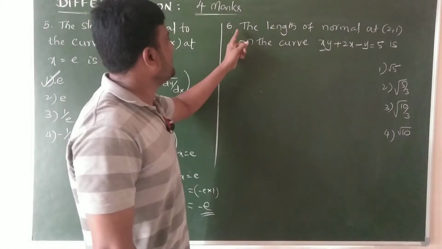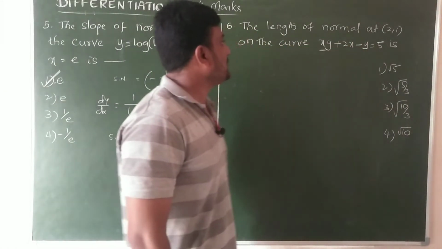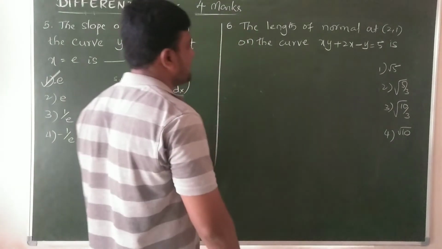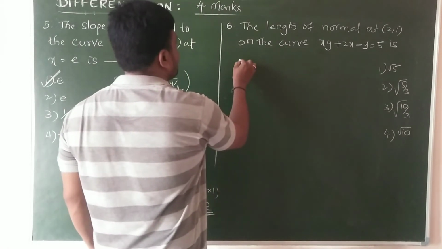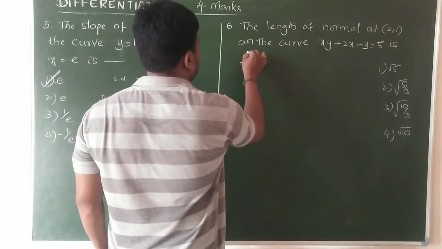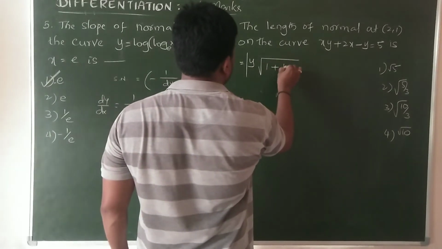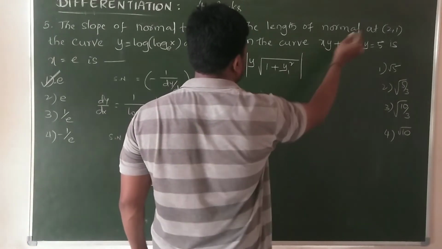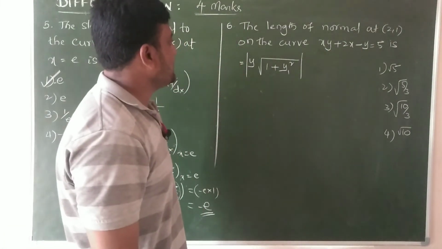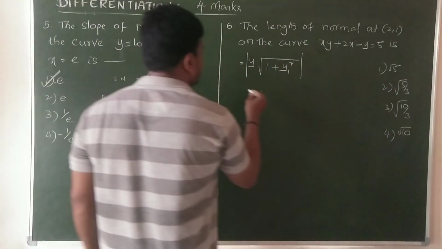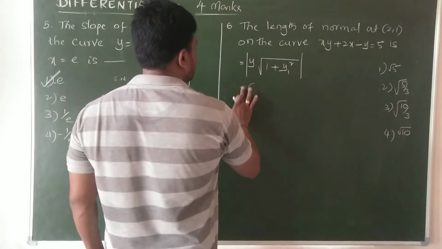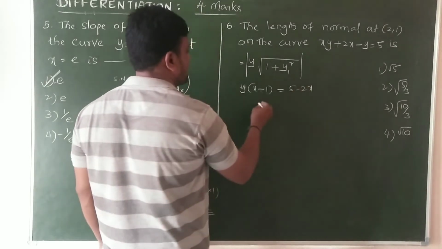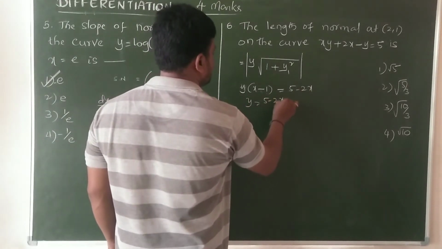Okay, and one more. The length of the normal at (2, 1) on the curve xy plus 2x minus y equals 5 is what? Here you know the length of the normal equals modulus of y under root 1 plus y1 square at the given point (2, 1). Let's substitute. First, simplification: y common, so y into (x minus 1); bring 2x to that side, 5 minus 2x. So y equals (5 minus 2x) by (x minus 1).